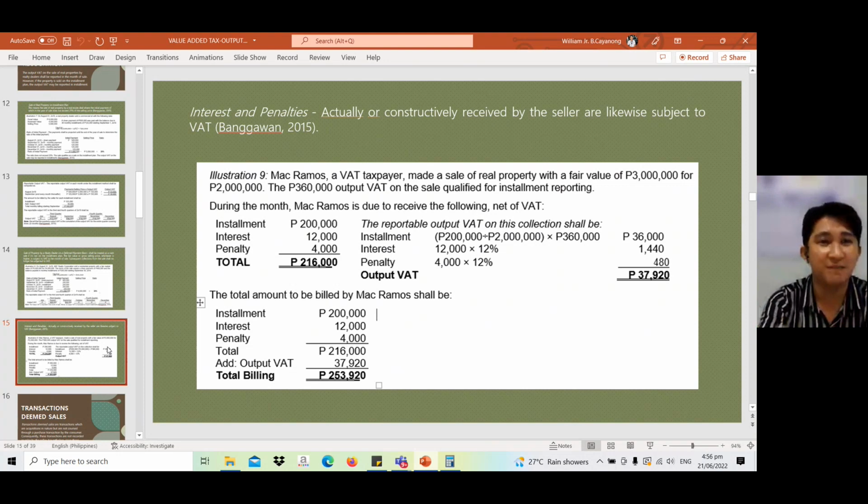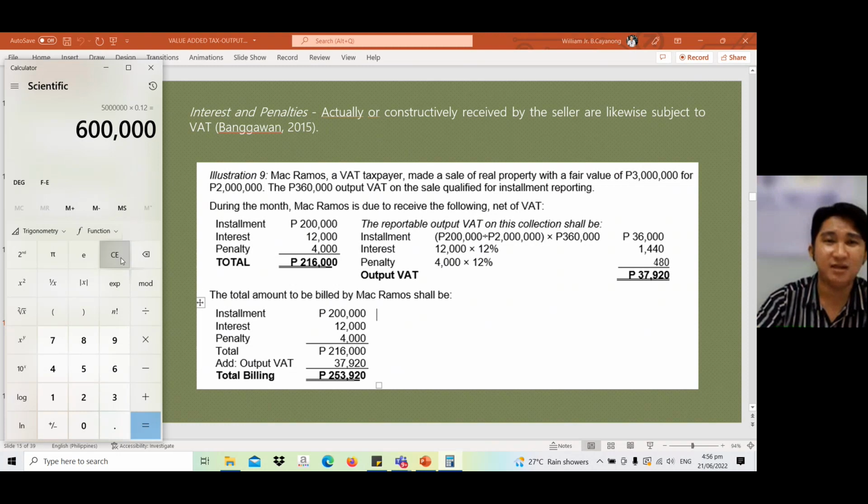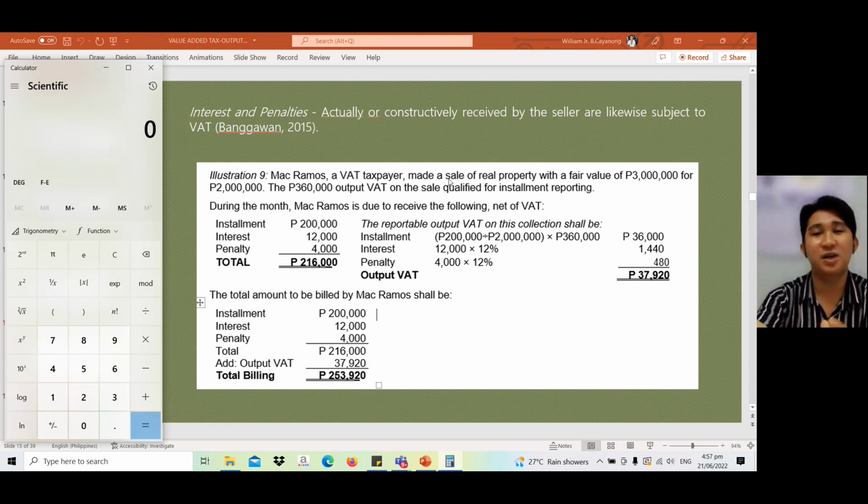Illustration number 9. Mac Ramos, a VAT taxpayer, made a sale of real property with a fair market value of 3 million. For 2 million, there is a 360 output VAT on the sale, qualified for installment reporting. So during the month, Mac Ramos is due to receive the following net of VAT. Meron po tayong installment dyan, 200,000, interest and the penalty. So ang total natin is 216.